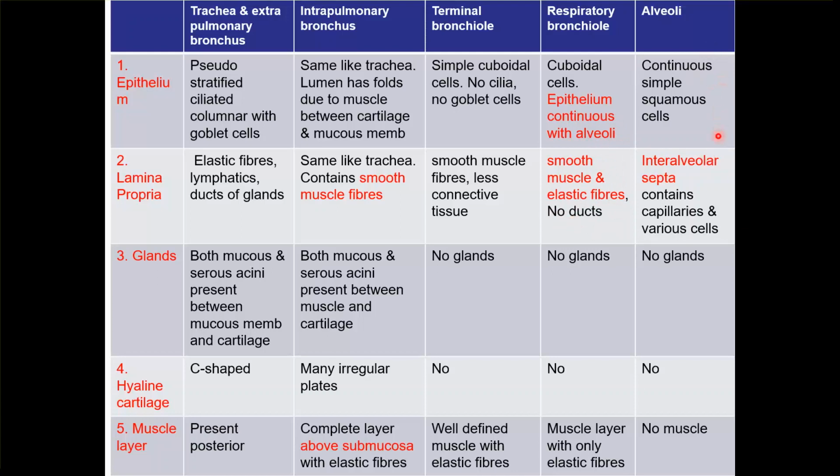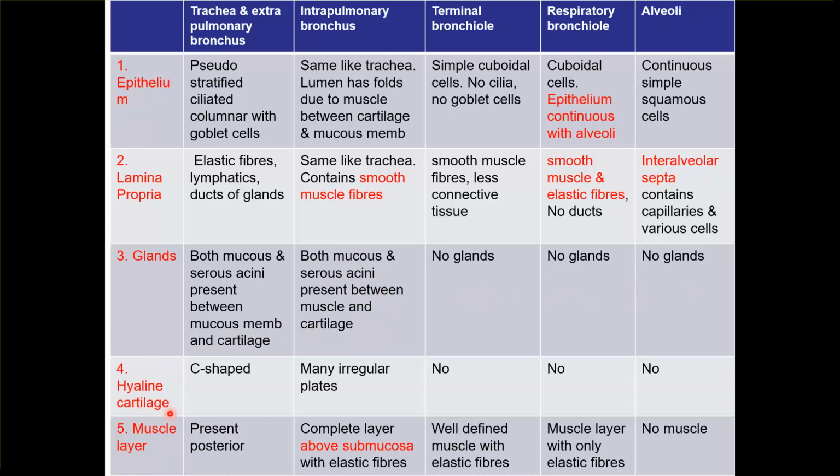Here the alveoli are made up of continuous simple squamous cells, and in the lamina propria we can notice interalveolar septae, which contain capillaries and different types of cells. What about glands? In the trachea and extrapulmonary bronchus there are mucous and serous acini between the mucous membrane and the cartilage. In the intrapulmonary bronchus also there are mucous and serous acini between the muscle and the cartilage. The rest of them don't have any glands.